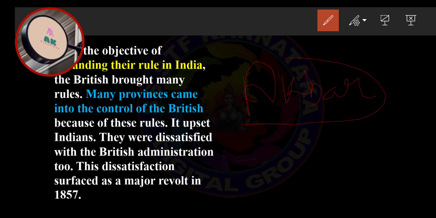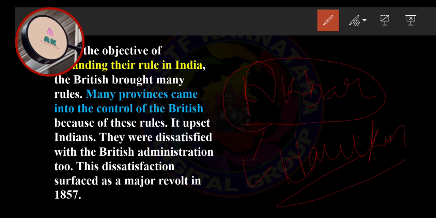And who was the first person who came? Yes, Hawkins. Good. So the first person was Hawkins. When he came with permission during Akbar's time, they started the first factory at Surat. But let me tell you one thing you have to understand here.